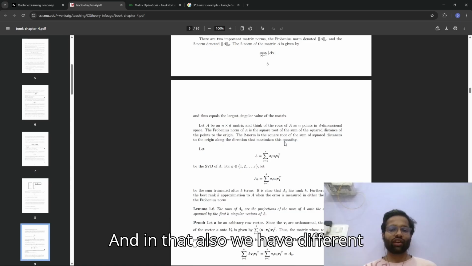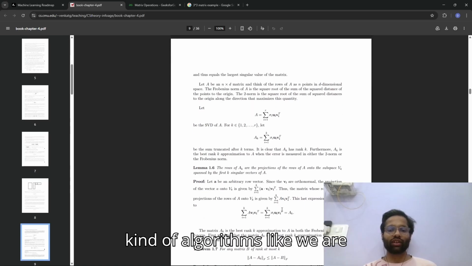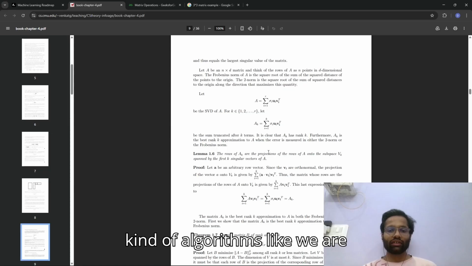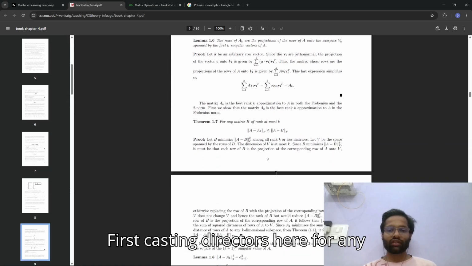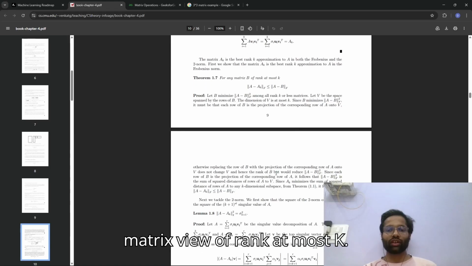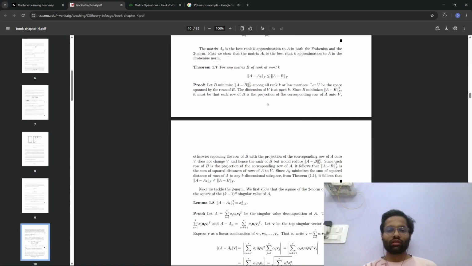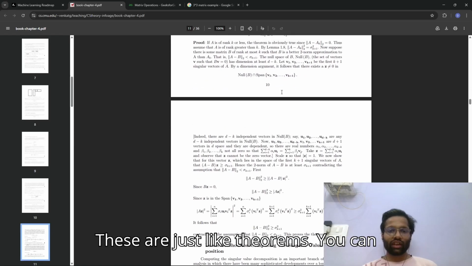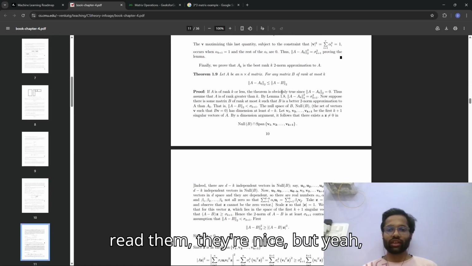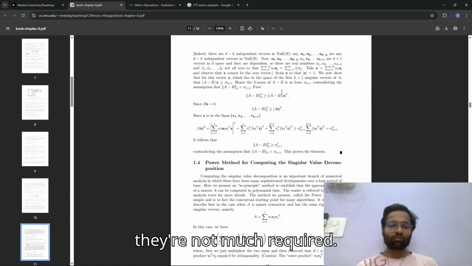And in that also we have different kinds of algorithms, like transposing, and first the singular vectors. Yeah, for any matrix P of rank at most k. These are just theorems. You can read them; they're nice, but they're not much required.